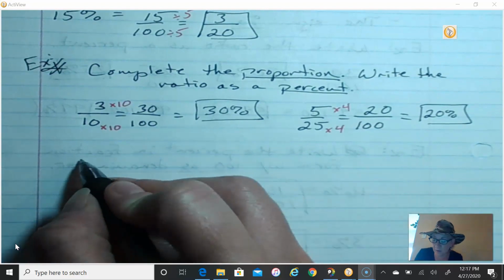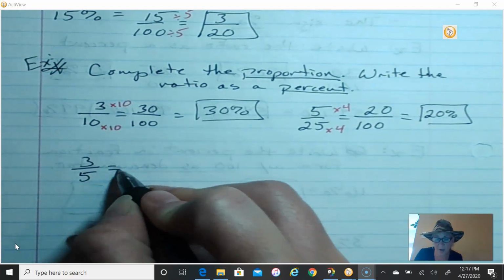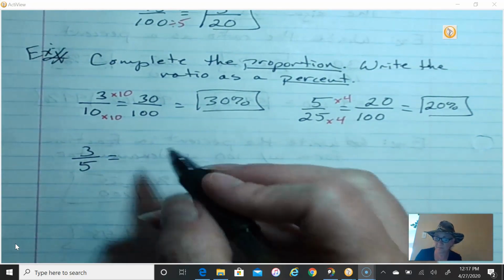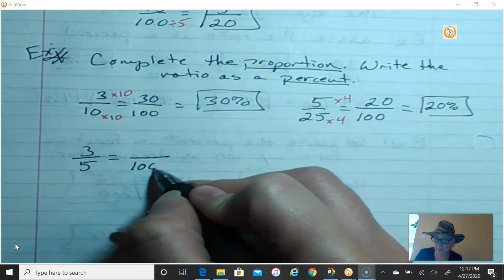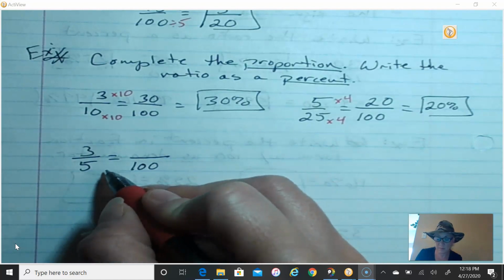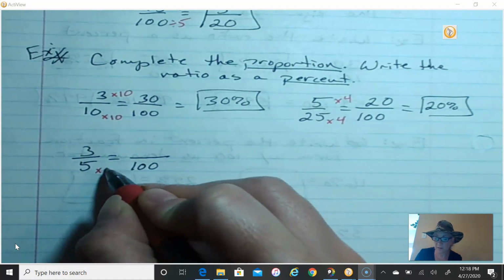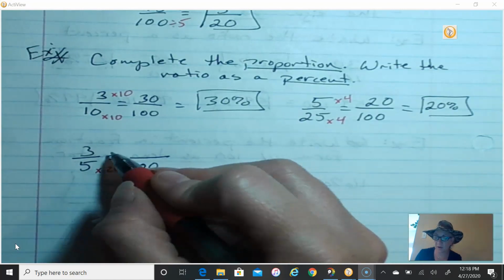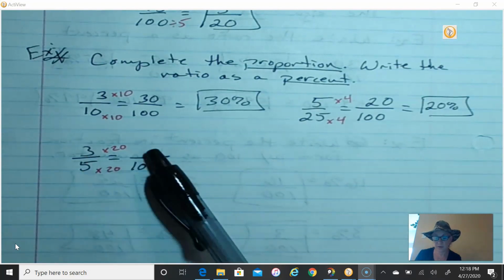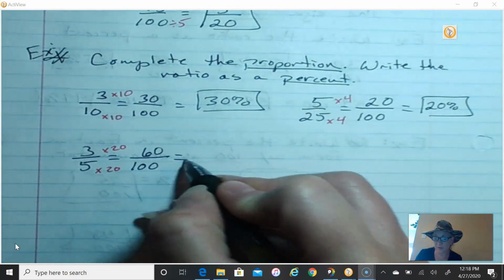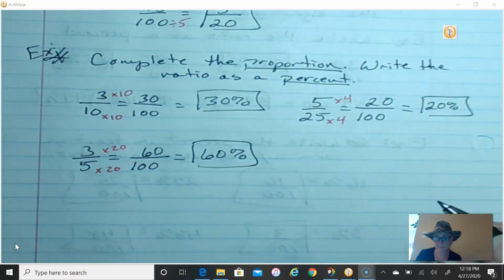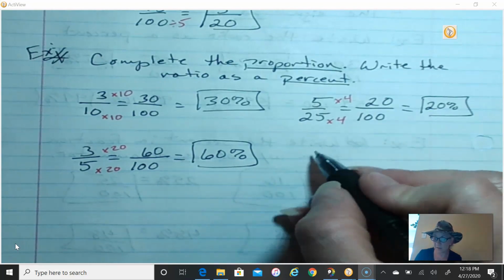Okay, I'm going to write another one. I want you to hit pause. Work this problem out, then come back and see if you got it right. How many times 5 go into 100? 20. So what we do to the bottom, we have to do to the top. 5 times 20 is 100. 3 times 20 is 60. So what percent is that? 60%. Hopefully y'all got that.